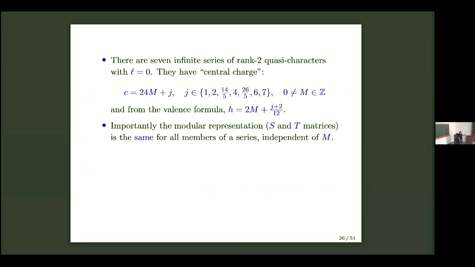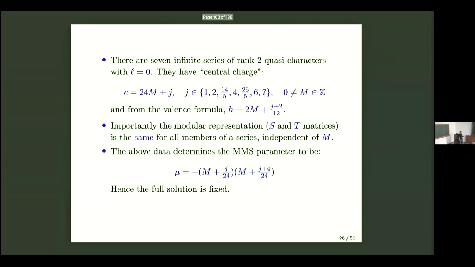Importantly, when I translate a central charge by 24 times an integer, the modular representation doesn't change. This is just a fact of rational CFT. For T matrices it's a trivial fact, because you get only q to the minus c over 24. If c shifts by 24, you get an integer power of q, so the T matrix obviously doesn't change. It turns out that the S and T matrices are the same for every one of these infinite families. So that's the real beauty of quasi-characters.